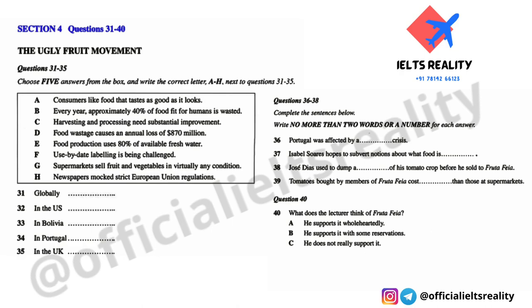Consumers seldom plan their shopping, which leads to overpurchasing. Or the enormous variety of supermarket food encourages impulse buying. Furthermore, consumers are strongly advised by regulatory authorities to dispose of food that may well be edible, but which has passed its use-by date. This overly cautious labeling with use-by dates is something Fruta Feia has campaigned against.